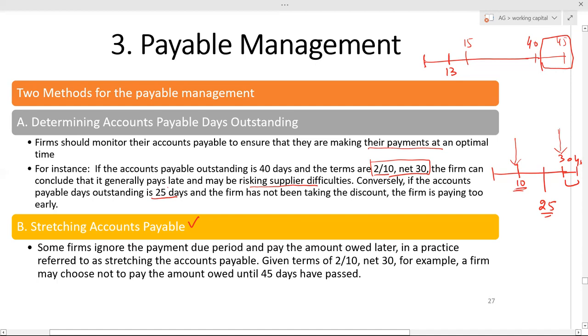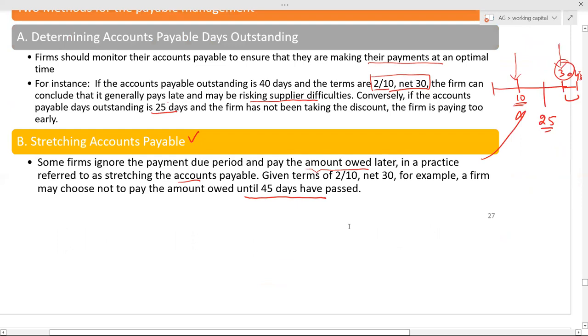Okay, stretching the account payable. Some firms ignore the payment due period, that is 30 in our example, and pay the amount out later. In practice, this is referred to as stretching the accounts payable. Given terms of 2/10 net 30 in this example, a firm may choose not to pay the amount out until 44 days have passed. So maybe he is going to pay on 45th day. So it means he is stretching that. That is not good, but it is helpful for the company, but not for the supplier.